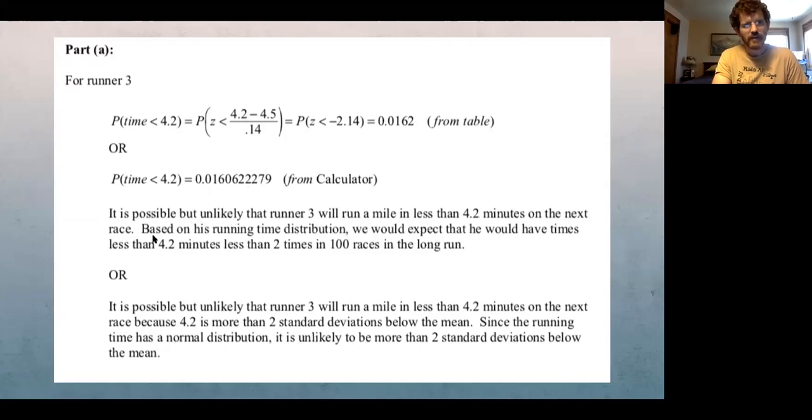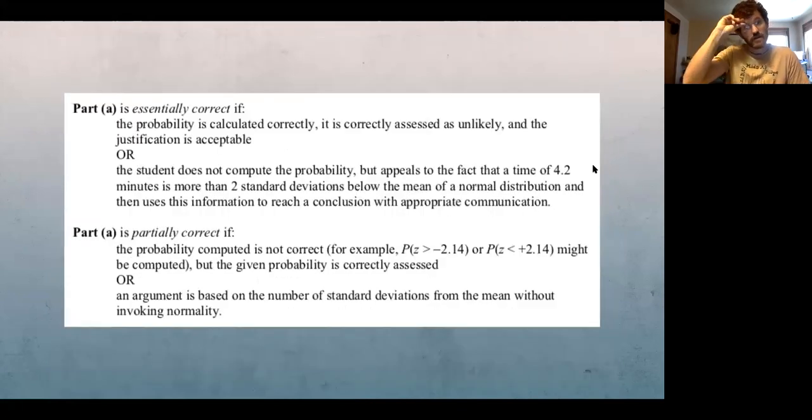And then the other, it is possible but unlikely that the runner will run a mile. And I'm not going to read it, but you can see what's going on. You can see they put a lot more information in here than I did. And this is not the actual grading rubric. This is just a suggested answer, a possible answer. So if I go to the next page, I'm just going to skip ahead now. Here is the actual rubric.